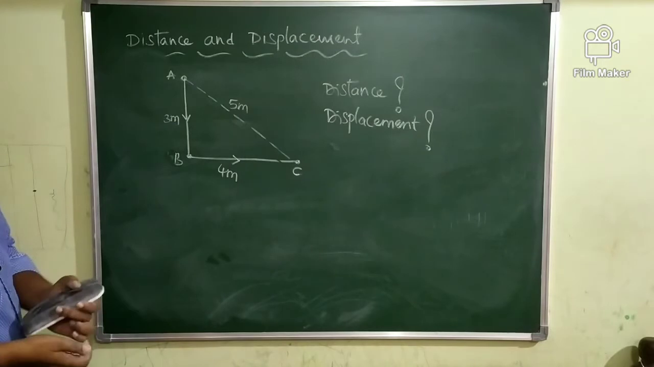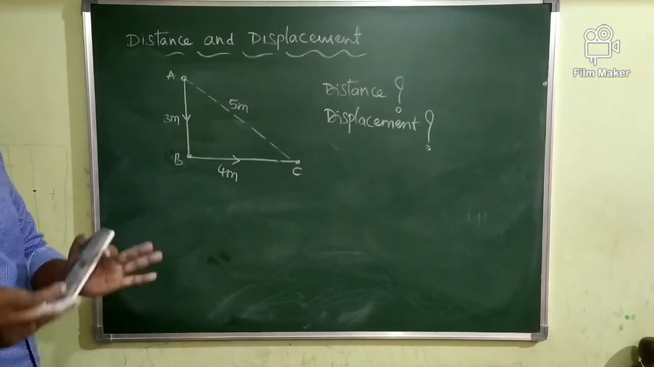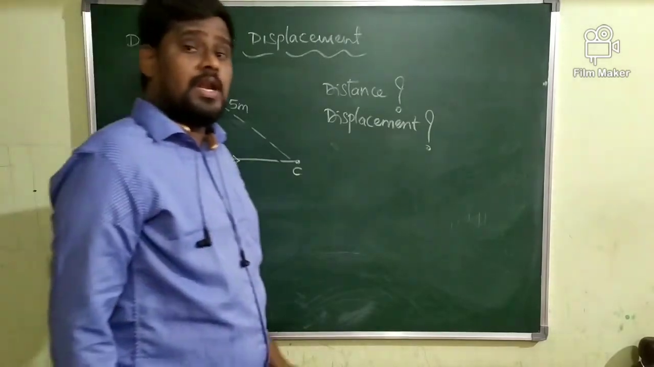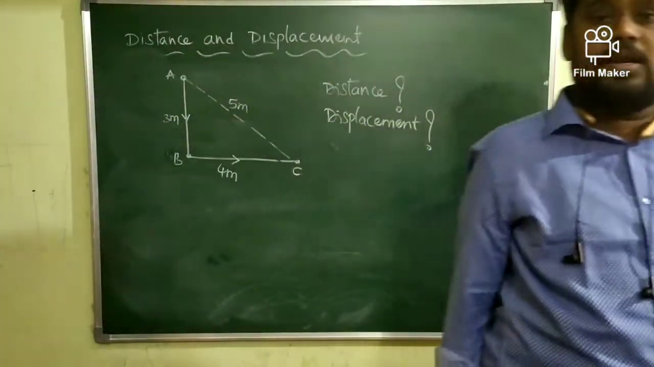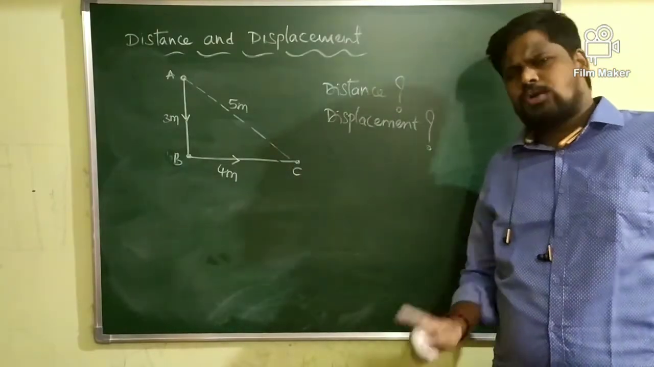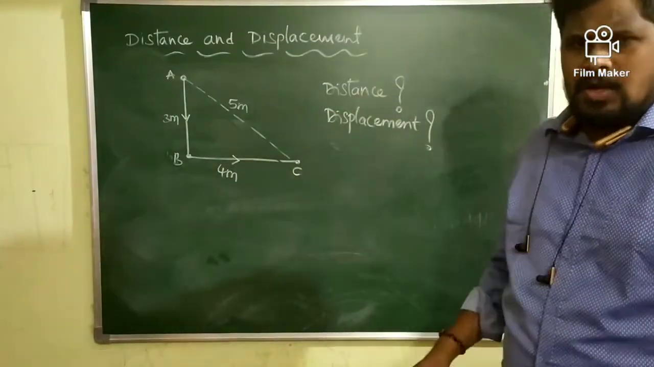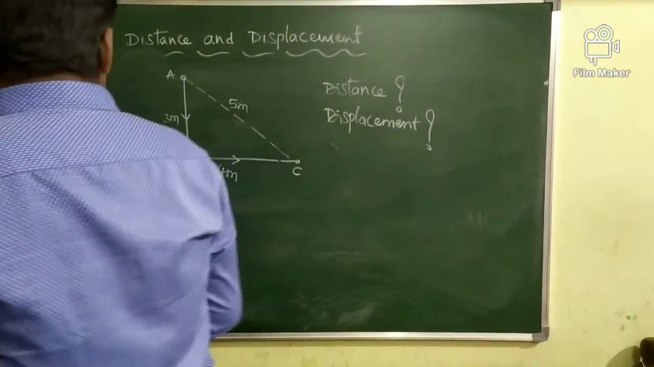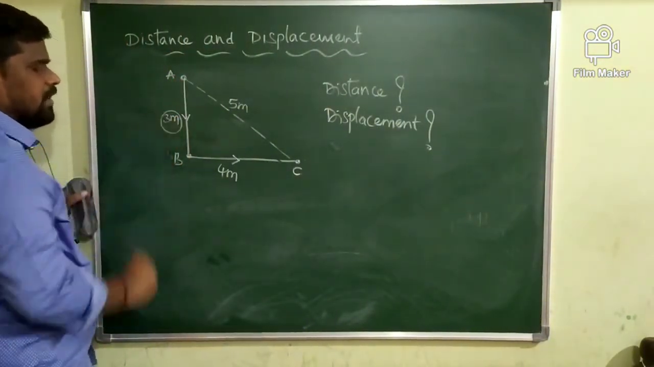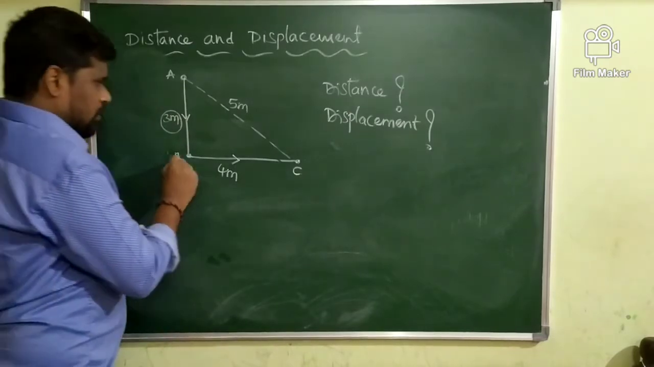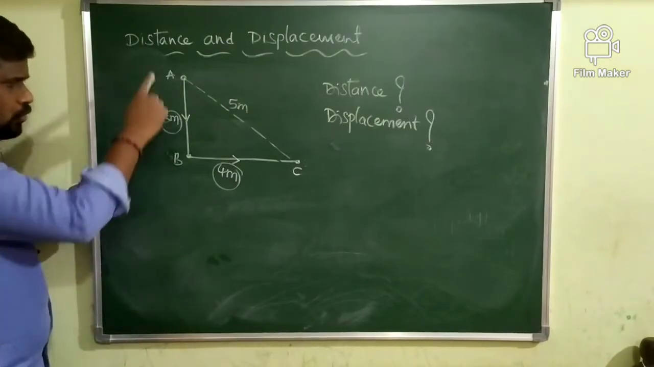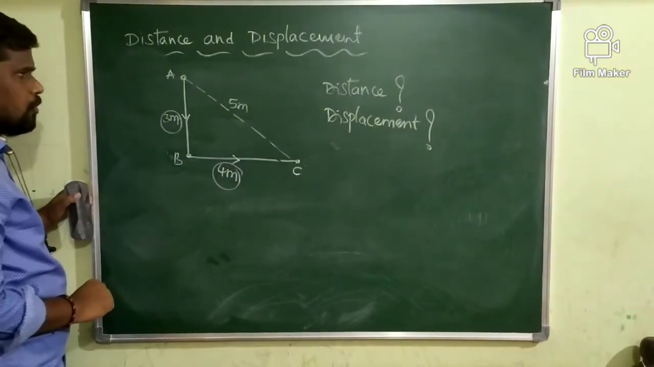To answer this question, recall the basic definition of distance. What is distance? Total path taken by the body during its motion irrespective of direction. Total path length covered by the body. How much is the total path length covered by the body? From A to B it is covering 3 meter length. From B to C it is covering 4 meter length. Then what is the total path length covered by the body?